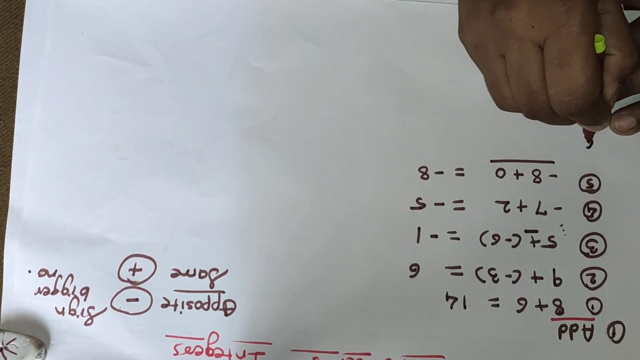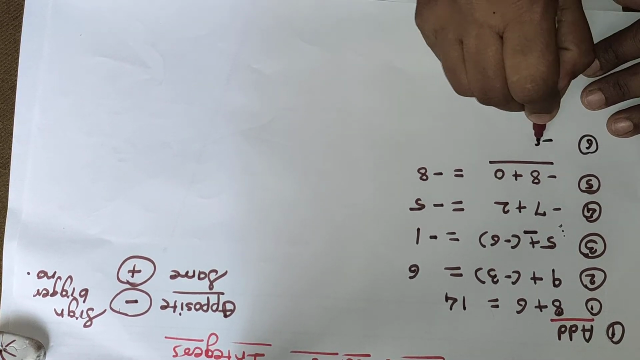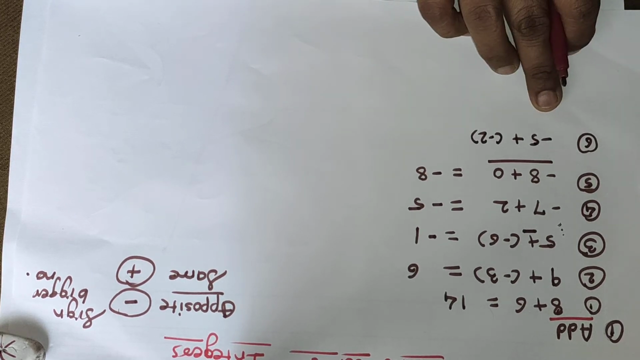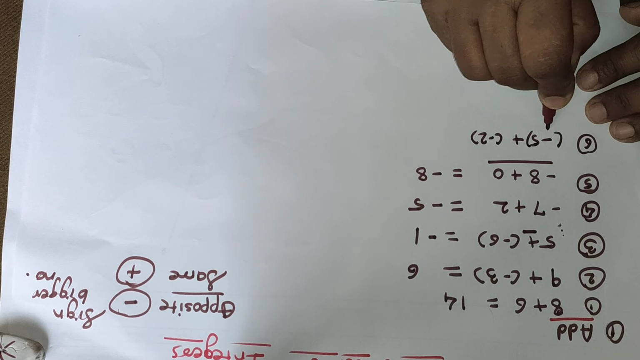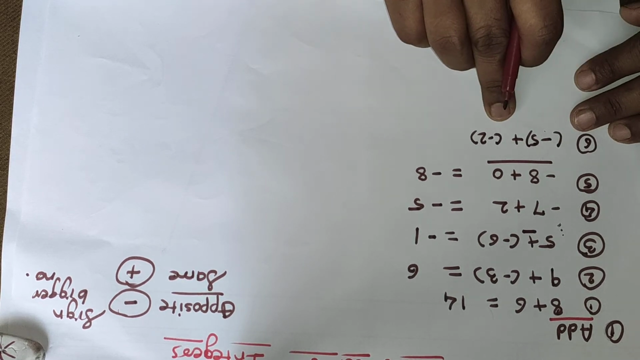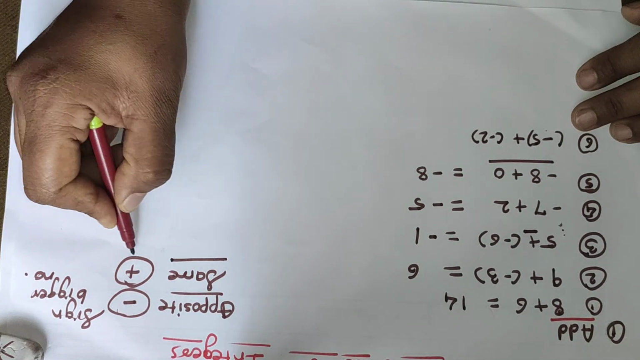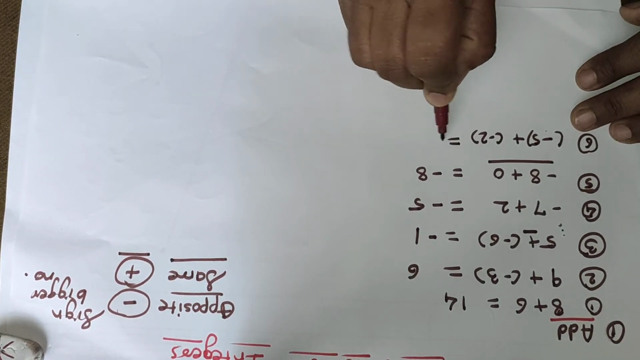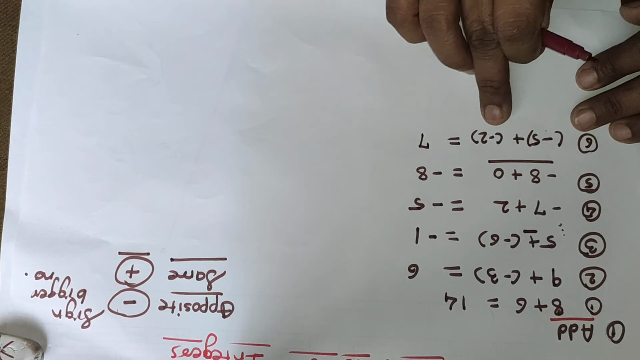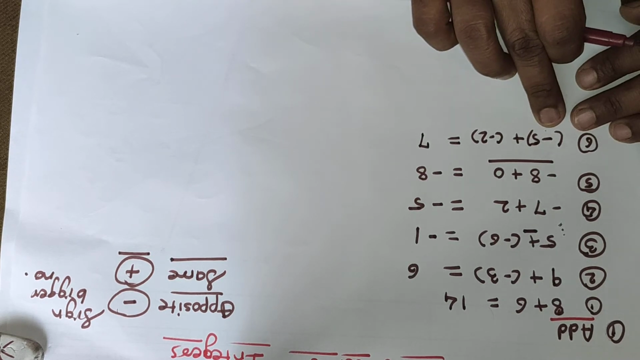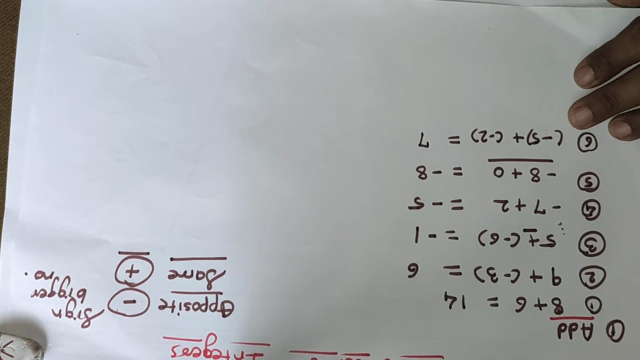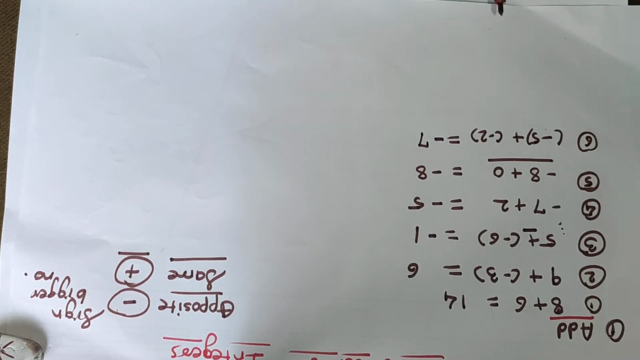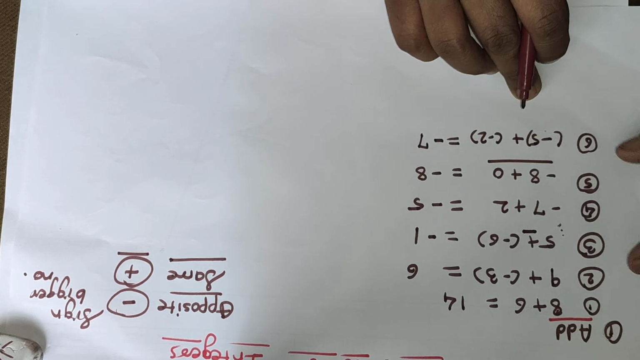Next example is minus 5 plus into bracket minus 2. So if you see these two numbers, 5's sign is negative and 2's sign is also negative. And what I said, if the sign is the same, what we have to do? Addition. So 5 plus 2 is equal to 7, and both signs are negative and the bigger number's sign is negative. I told you that for the answer you have to give the bigger number's sign. So the answer is minus 7. Okay, so in this way you have to do the addition.